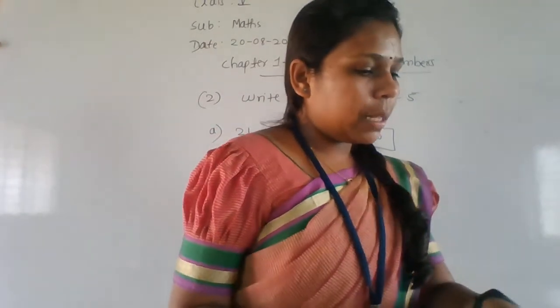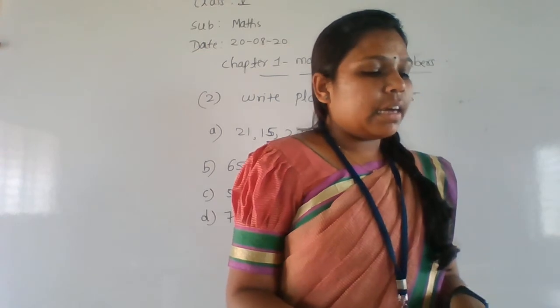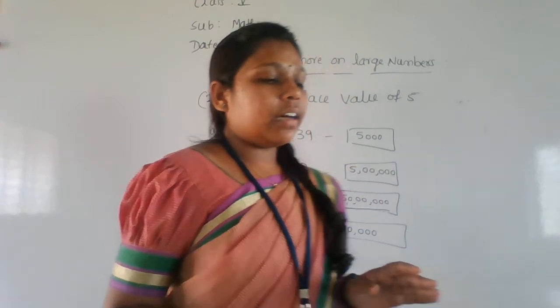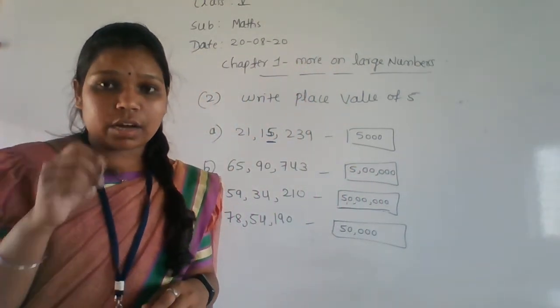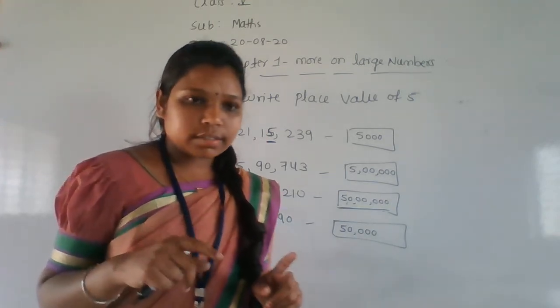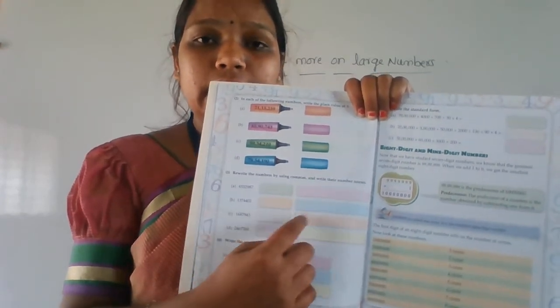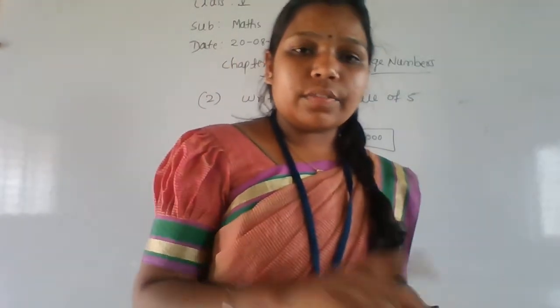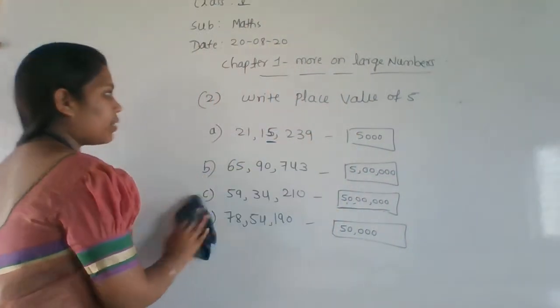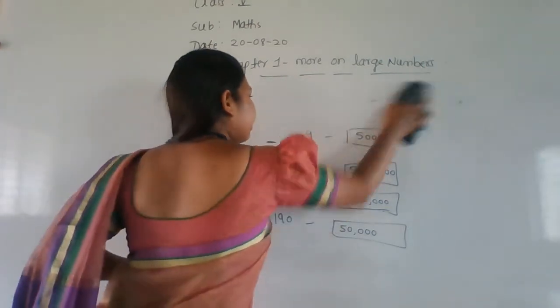Okay, so next one is rewrite the numbers by using commas and write their number names. You have to write the numbers, rewrite the numbers using commas. You have to put the commas and write the number in the first box. After that, in next box you have to write the number name. In this box you have to write the numbers putting commas, and here you have to write their number name here. Okay, first one I'll show as an example, others you have to do it at home. Okay, that is the third main.